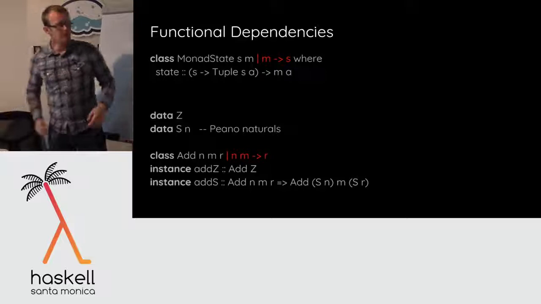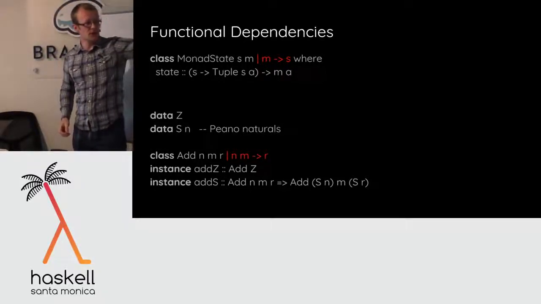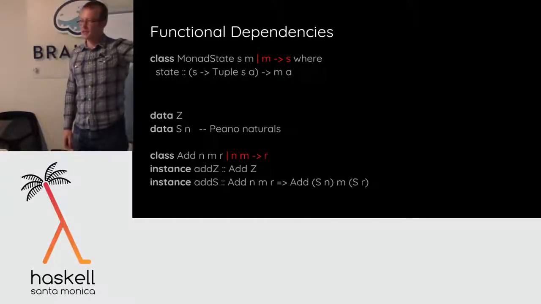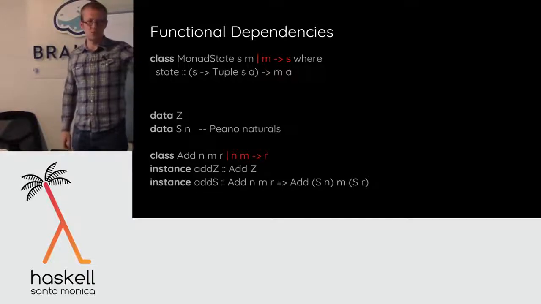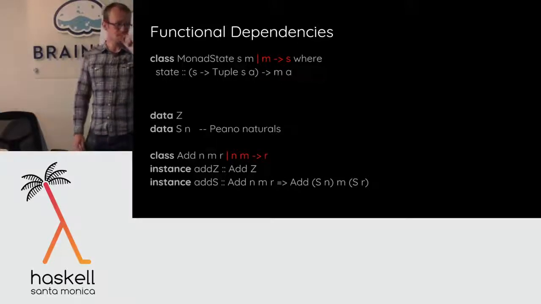So functional dependencies let us write type level functions. Okay, so here's a little definition of type level natural numbers. A type level natural can either be 0, which is Z, or it can be the successor of, it can be 1 plus a smaller natural number, which is the S constructor. So S of Z is 1 plus 0, which is 1. That's how you'd represent it at the type level.